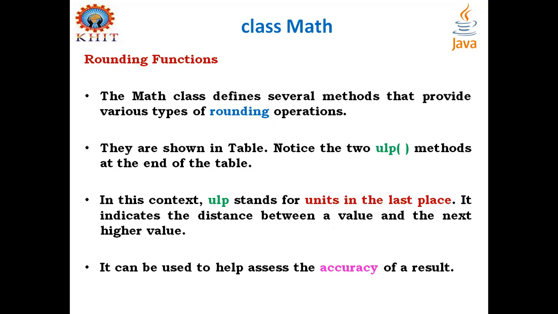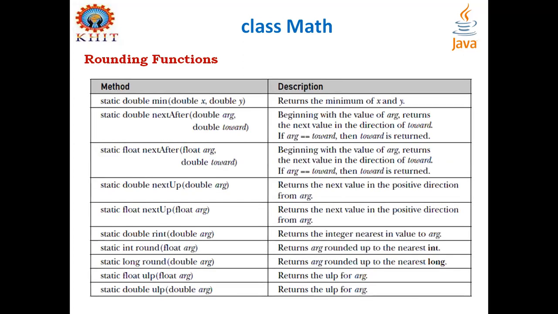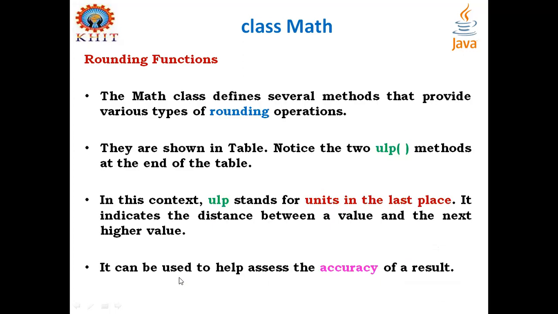And another set of functions available in class Math is the rounding functions. These rounding functions are generally used to take values like absolute value, floor, ceil, maximum, minimum, and so on. In addition to that, we have some more, such as nextAfter, nextUp, rint, round, and ulp. ULP means units in last place. Here are two methods specifically designed to indicate the distance between a value and the next higher value.